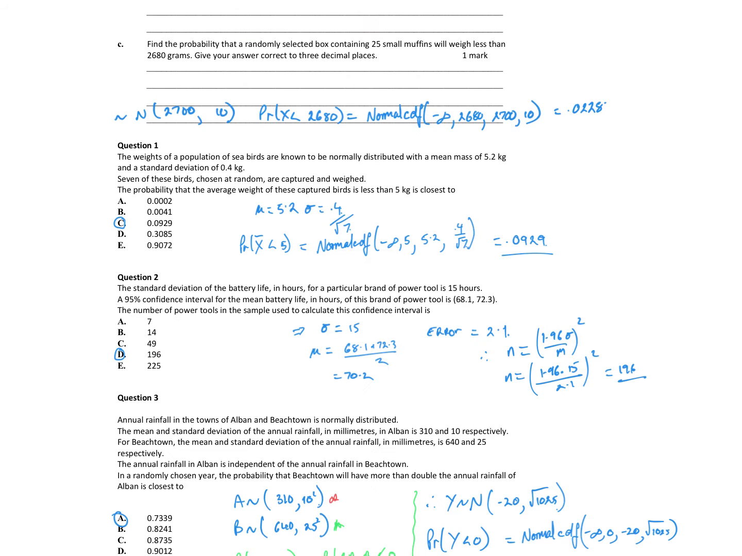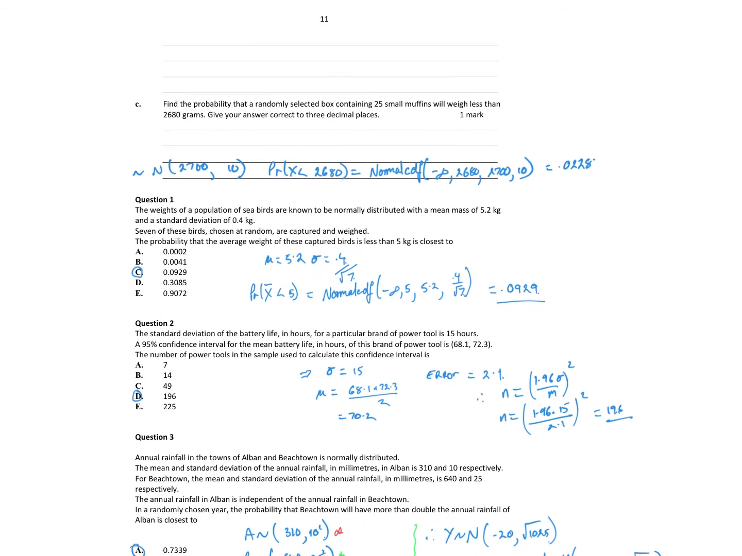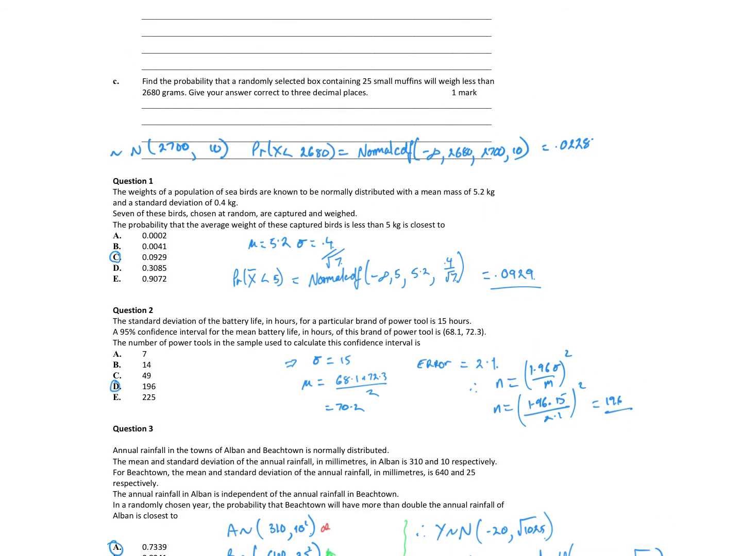Okay, so then the last part of the question. Find the probability that a randomly selected box containing 25 small muffins will weigh less than 2,680 grams. Give your answer correct. So we know that the weight of a box of muffins is now normally distributed with a mean of 2,700 and a standard deviation of 10.